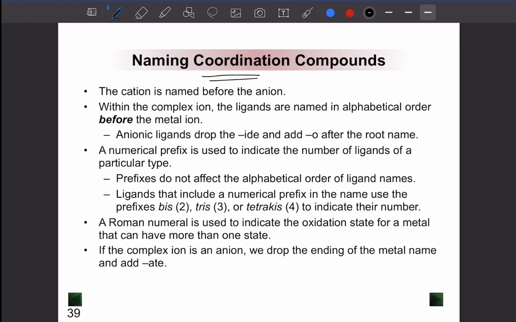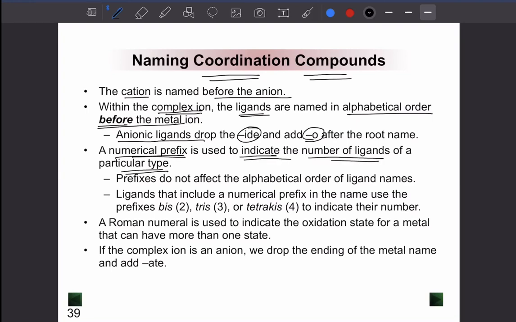How do you name coordination compounds? The cation is always named before the anion. Within the complex ion, the ligands are named in alphabetical order before the metal ion. If you have an anionic ligand, we drop the ide and write o after the root name. A numerical prefix is used to indicate the number of ligands of a particular type. Prefixes do not affect the alphabetical order. If you have 2 of them, it's bis, 3 is tris, 4 is tetrakis.